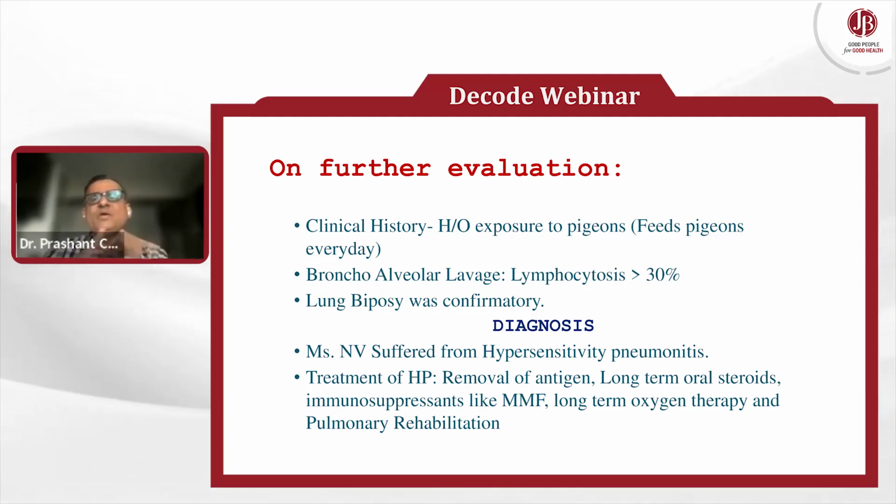What is the treatment? You have to get them away from the triggering antigen, so the antigen has to be removed. That's the primary treatment. And these individuals are typically treated with oral prednisolone and immunosuppressive agents such as mycophenolate mofetil. These are extremely important. Mycophenolate mofetil is important in helping to keep the dose of the prednisolone lower. And of course, long-term oxygen therapy in selected individuals who have extensive disease, and pulmonary rehab becomes an important component.